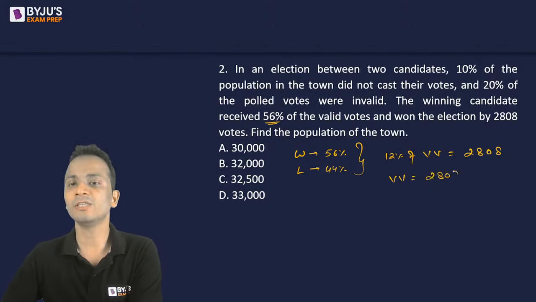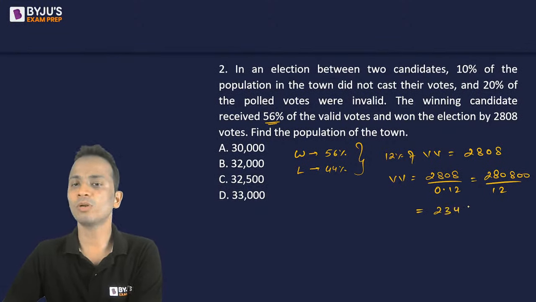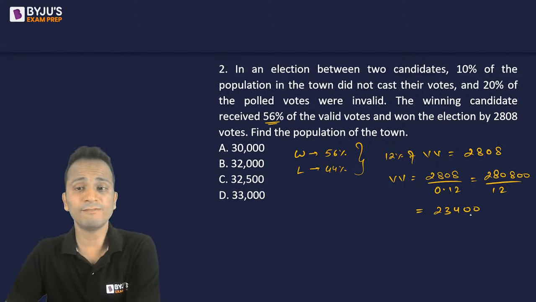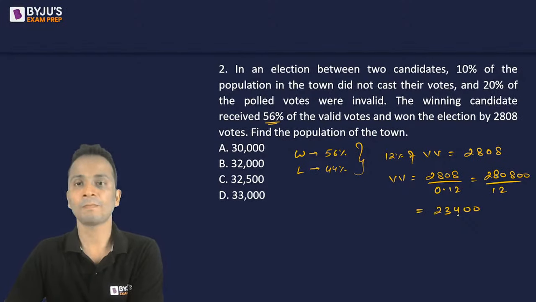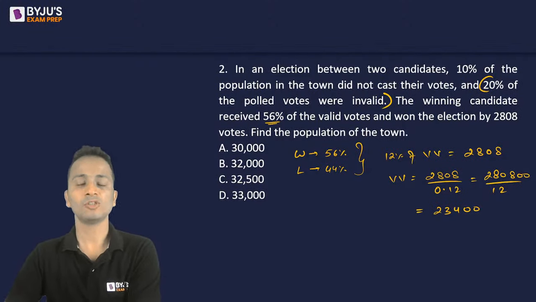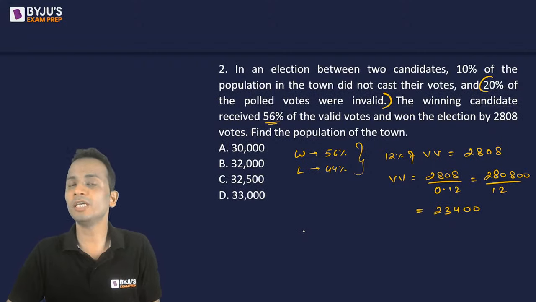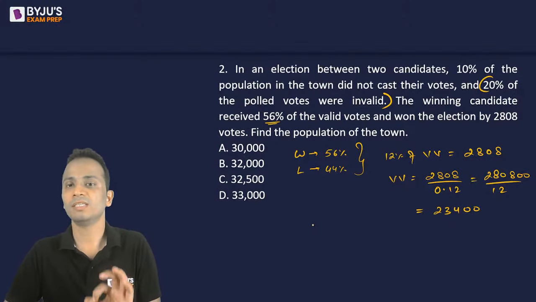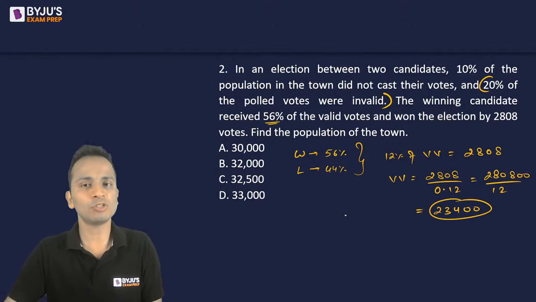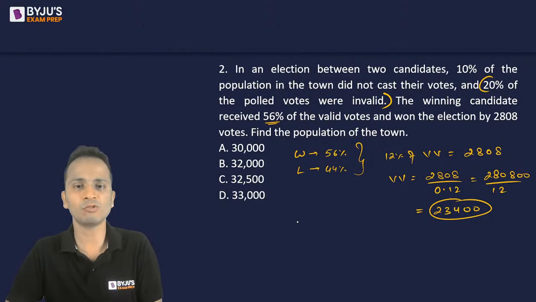Okay, so from here I'll be able to calculate the number of valid votes. So 2808 divided by 0.12, right? So I can write it as 280800 divided by 12. So the number of valid votes will be 23400. So 23,400 will be the number of valid votes, right? Now, before that, 20% of the votes polled were invalid. So that means 80% were valid. All right. So I can say that 80% of the votes which were polled, that is valid votes, will be 23,400.